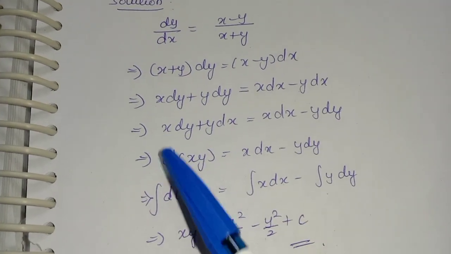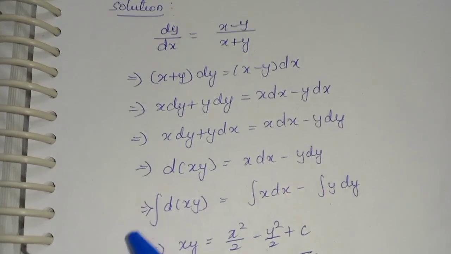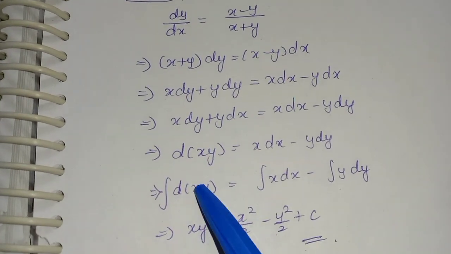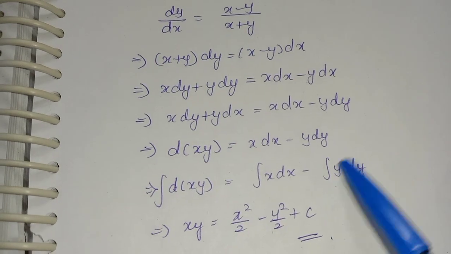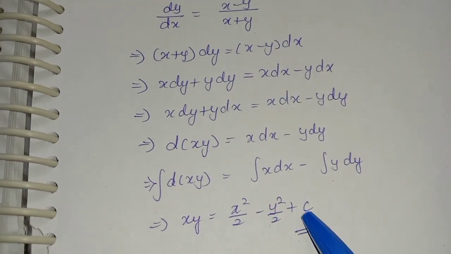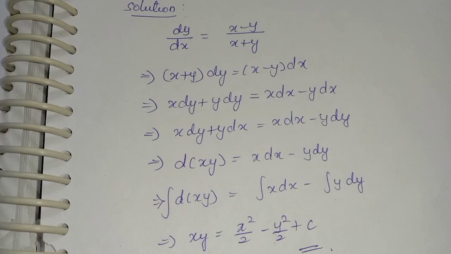So when you integrate this, integration of d of xy is equal to what? Simply xy equal to integral x dx, which is x square by 2, minus integral y dy, which is y square by 2, plus constant c.